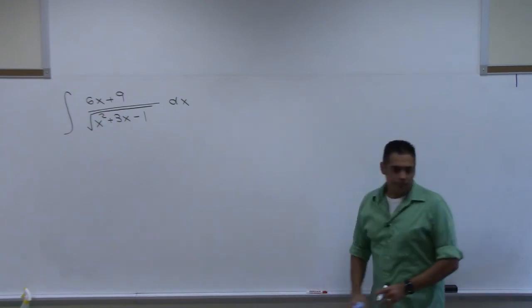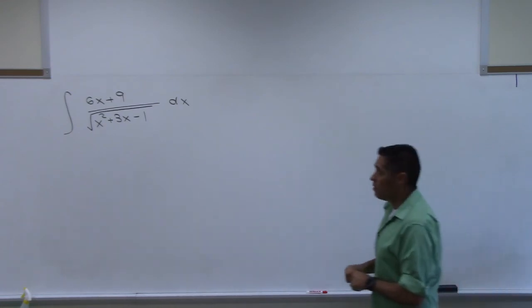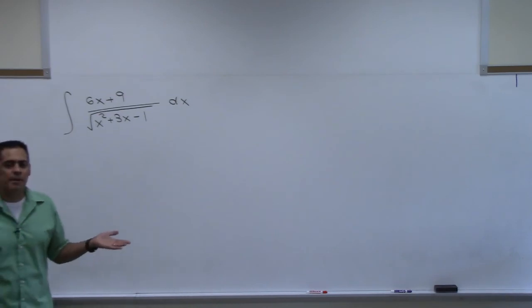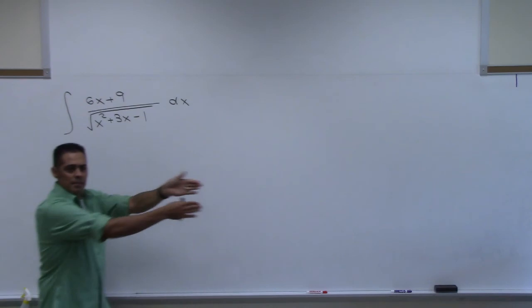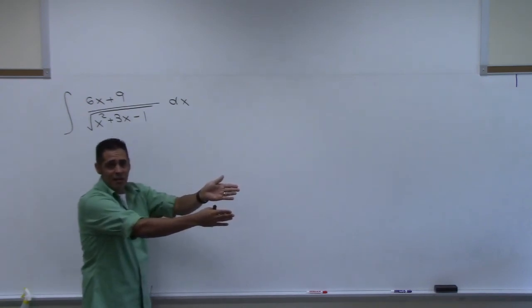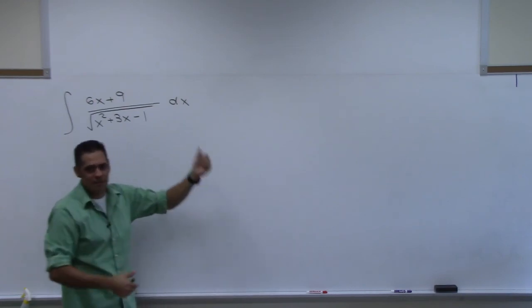Could you take the antiderivative of each one separately? Okay, good question. Can you? What do you think would happen if you take the antiderivative of the top and the antiderivative of the bottom separately, and just give me those two antiderivatives? Do you think it's going to work? It's not going to work, because when you take the derivative of that, you have to use the quotient rule. And it's not going to take you back.